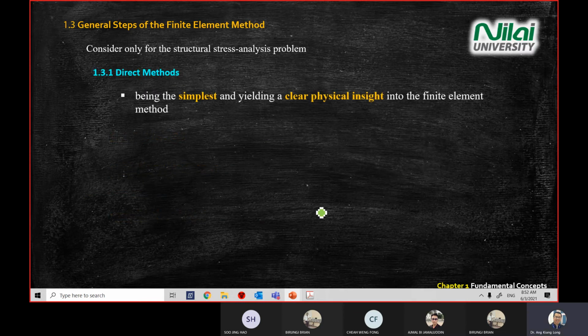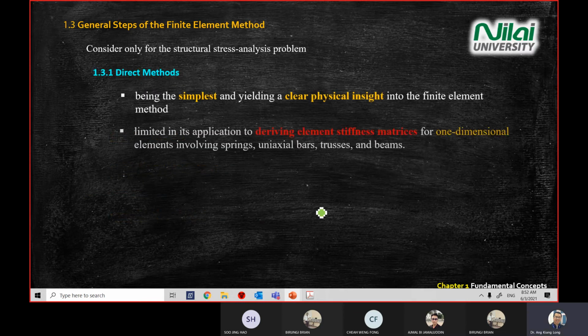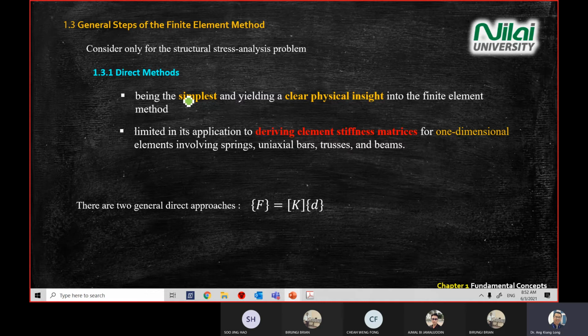Okay, direct method. What does it mean? It means all this you can read from my slides. I will go through. So direct method is most common method that you use in your test and final exam, where you need to derive the matrix that you see in the question, right? Normally, you will start with F equal to KD. Okay, you solve the force, you solve the stiffness matrix, you solve the displacement.